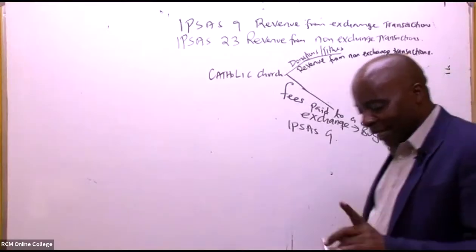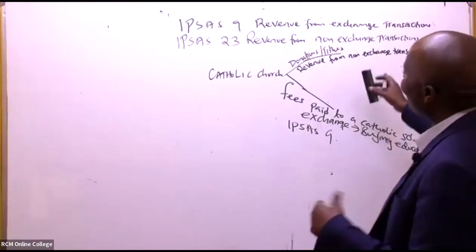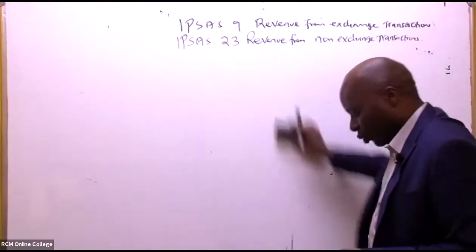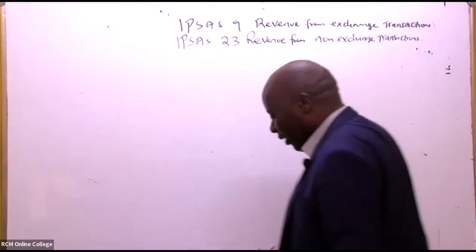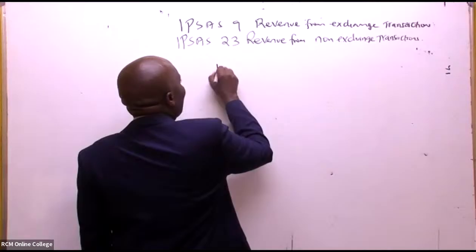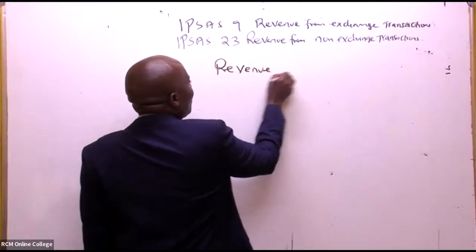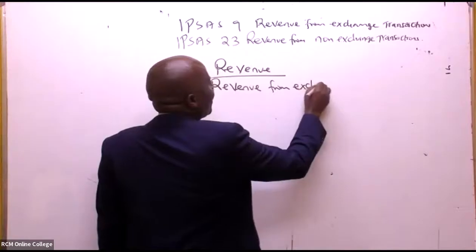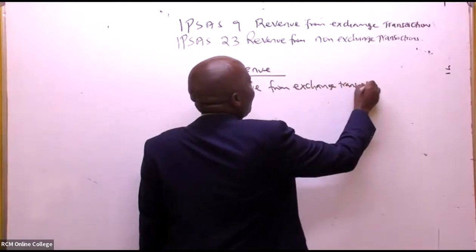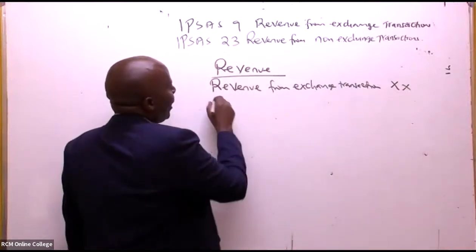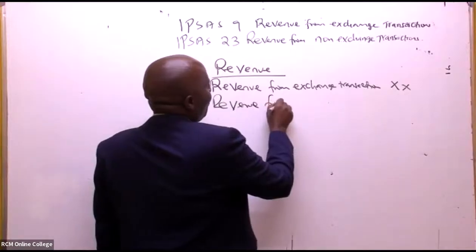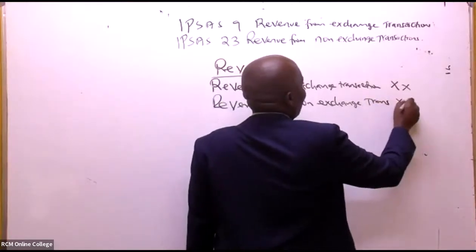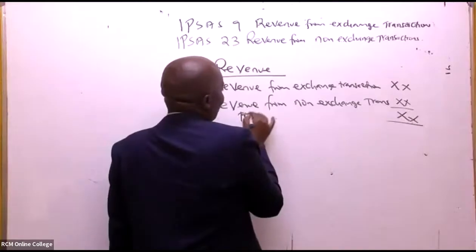So listen, I would want you to understand this standard, ladies and gentlemen, from the word go. I have notes. I'll give you the notes. I would want you to understand these two standards at the same time. So when the Catholic Church is doing its books, under incomes, they will have revenue. They'll say revenue from exchange transactions, and then revenue from non-exchange transactions. And then I will be able to have our total revenue here.